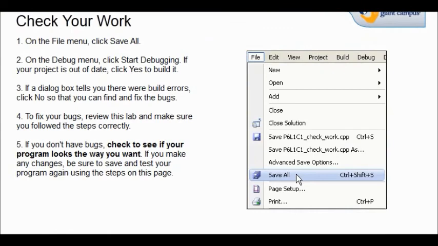Now when you check your work, nothing should really be changed here. Just click Save All, Start Debugging, and there shouldn't be any build errors. Just check your code and review the lab and make sure that you haven't done anything weird, and make sure your program works the way you want it, and you're pretty much done.